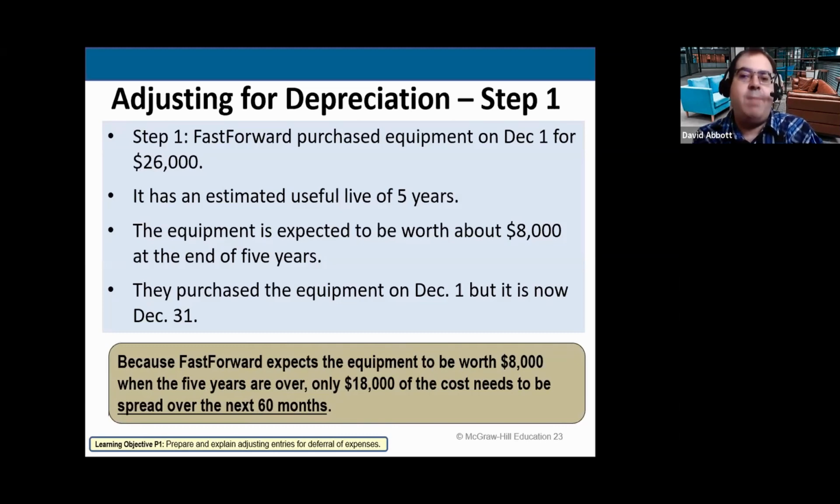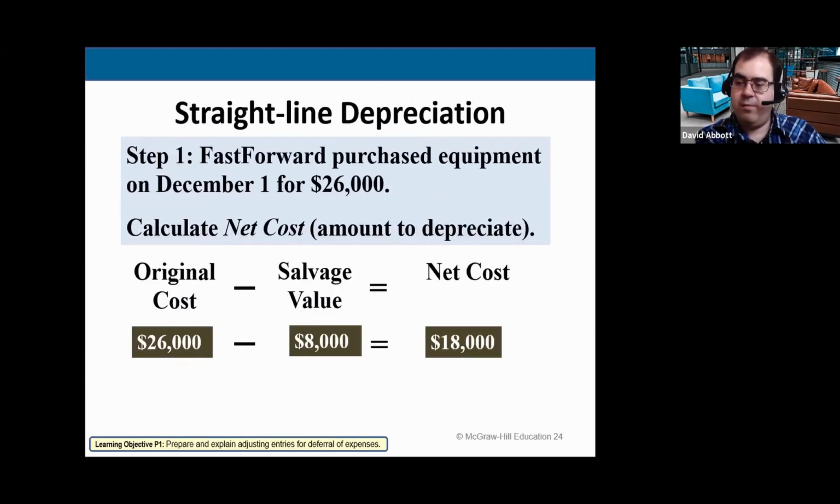Now, because Fast Forward expects the equipment to be worth $8,000 when the 5 years is over, only $18,000 of the cost needs to be spread over the next 60 months. Remember, 60 months is 5 years. So we do a little bit of arithmetic, and we figured out that the original cost was $26,000. We realized that the salvage value was $8,000, so then the net cost of it is $18,000, and $18,000 is the part of it that we will depreciate.